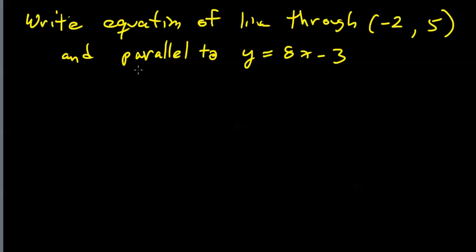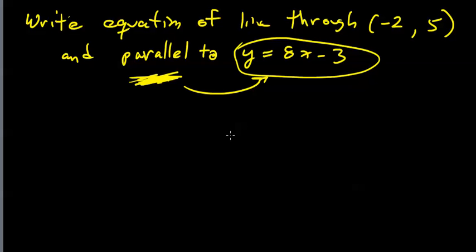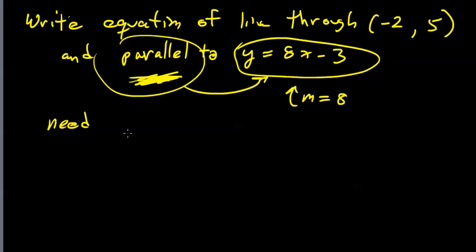Well, the key word is parallel. You want a line to be parallel. Parallel to what? Parallel to this line. Well, this line is already in slope-intercept form. So you know the slope of this line is 8, because that's the coefficient of x in that form. Alright, so I need my line to have the same slope as this line because they're parallel. So I need an equation of this form where y equals 8x plus b.